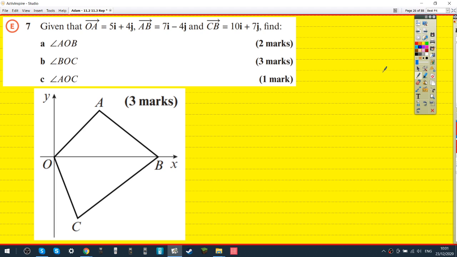So for finding out the angle AOB, would you need OA and AB? And we have both of those. A to O to B. Would that become minus A to O? Because O to A is positive. Yeah.